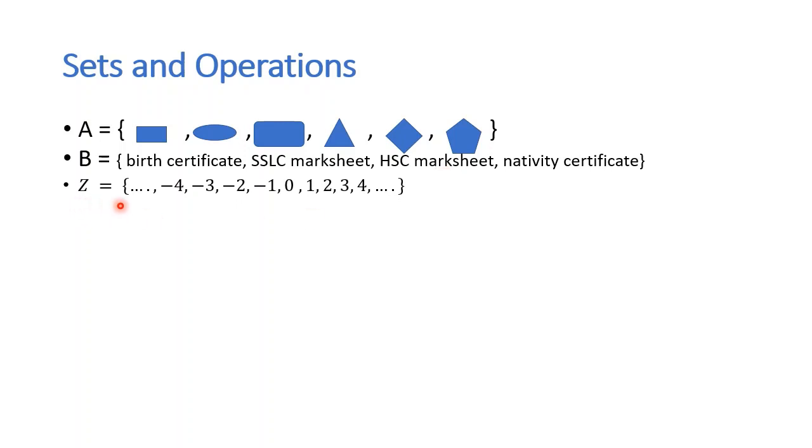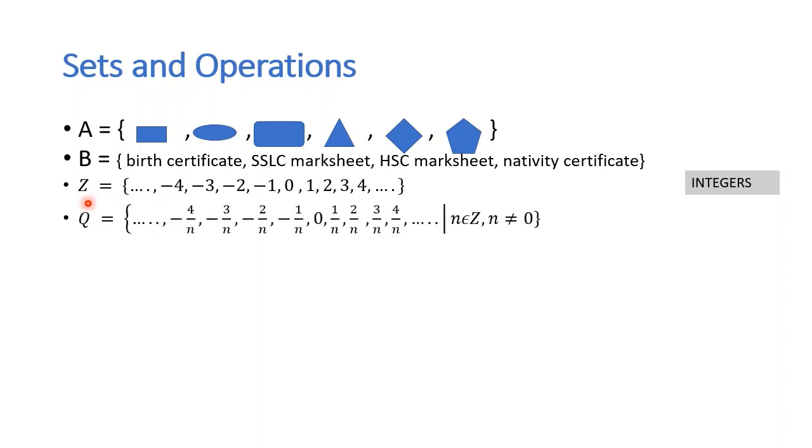Z denotes the set of all integers, which contains the numbers 0, 1, 2, 3, etc. and the negative side numbers also, -1, -2, -3, etc. That is, the set of all integers is denoted by the capital letter Z. Q represents the set of all rational numbers. So its form is m divided by n, where m and n are integers. n should not take the value 0.